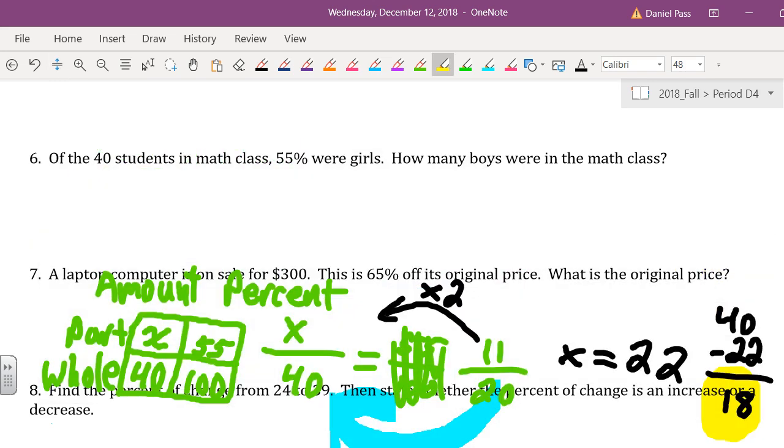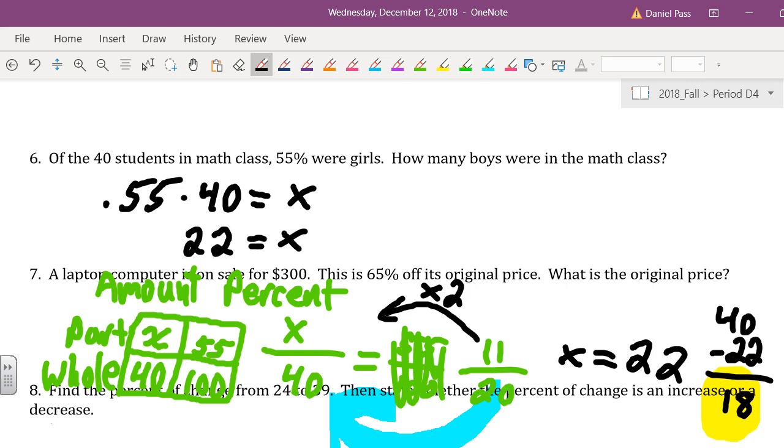Alright, now I'm going to do it using equations because I think they're easier. You can subtract from 100 on the percent, and that'd be 45%. Right? 45% of 40. But I'll do it with 55. So 0.55, we always start with the percent, times 40 equals, we don't know yet, question mark. When you put that in your calculator, you will get 22. And then same thing, we need to subtract and get 18.